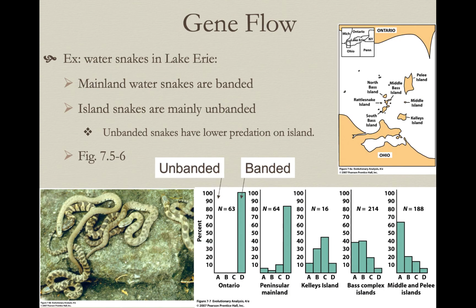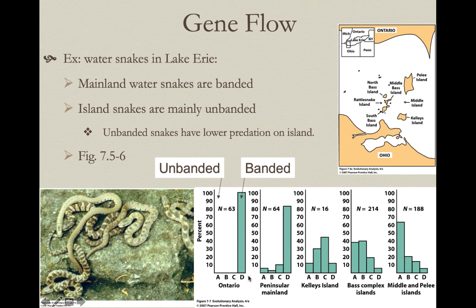All right, well, let's look at an example of how gene flow can affect the genetics and the phenotypes associated with different populations within a species. So in Lake Erie, there are different populations of these water snakes. And if you look at the mainland population here in Ohio, or in Ontario, I guess the data in this case were collected in Ontario, you see that the mainland population is mainly banded snakes. So they have these really striking, nice banding patterns, right? So you can really stand out.